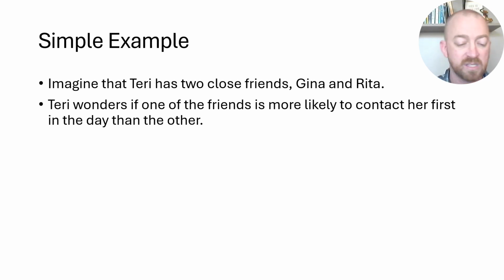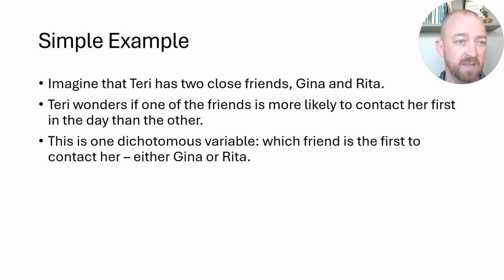So Terry wonders, and she decides that she's going to keep track of who is the friend to contact her first each day, and she does this for several days. Once again, just to clarify, we have one variable. The only thing that can vary here is the one thing that Terry is measuring, and she is measuring which friend contacts her first in the day, and it can be only two options, therefore it has two levels. In this case, it's either Gina or Rita.